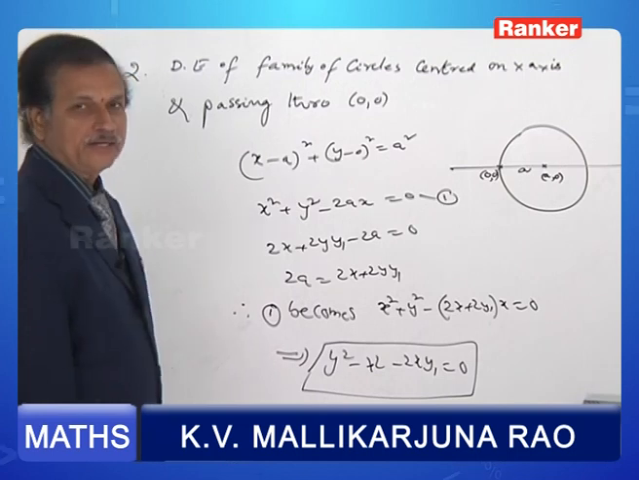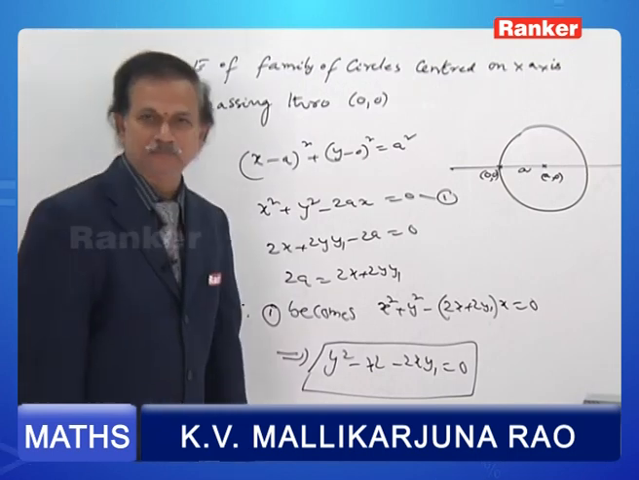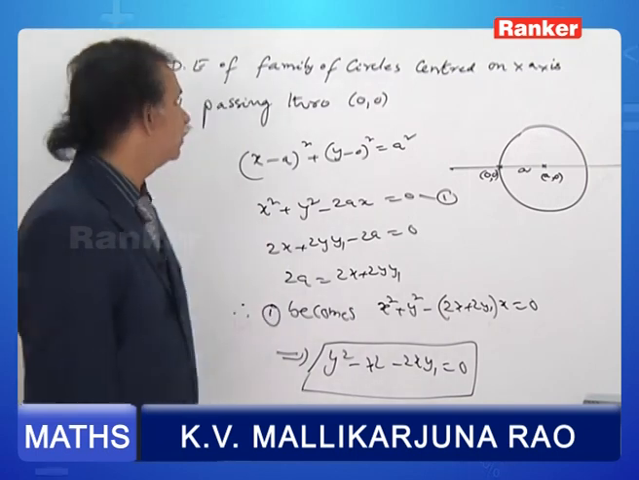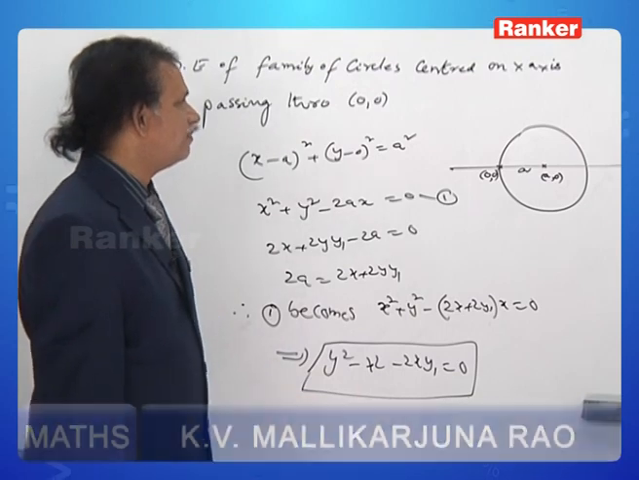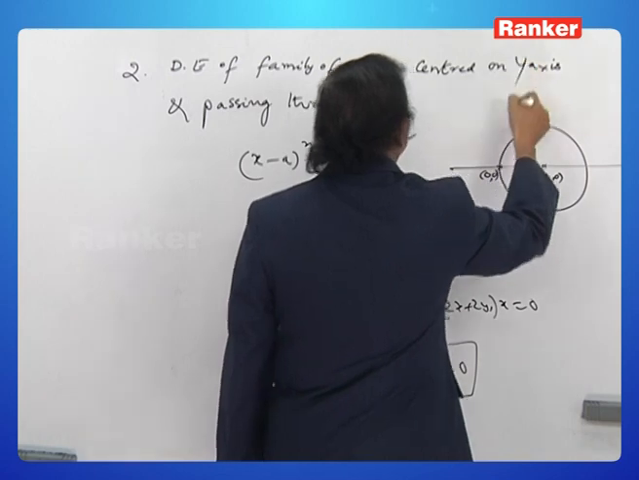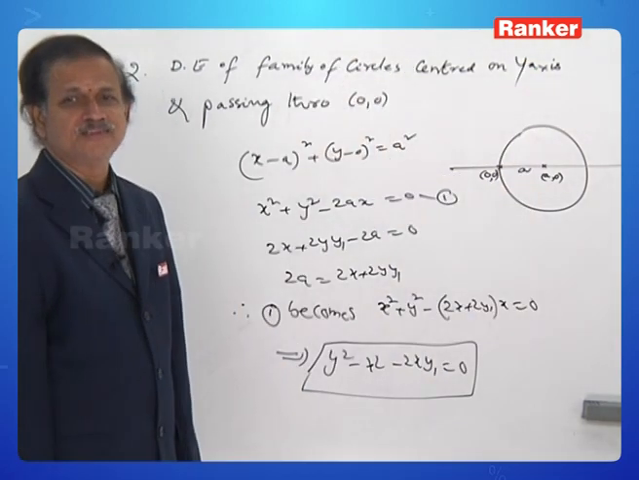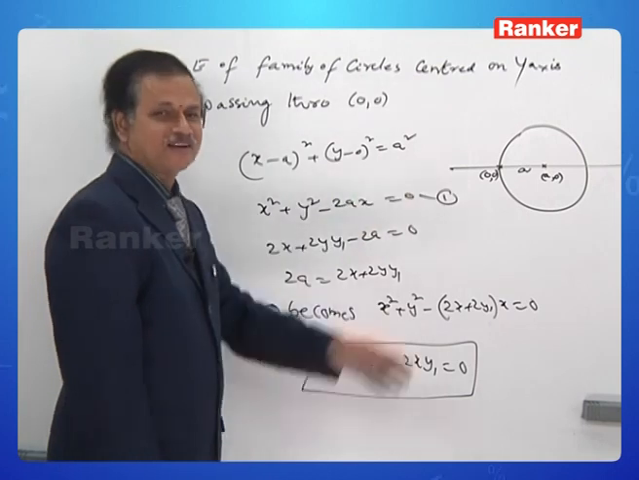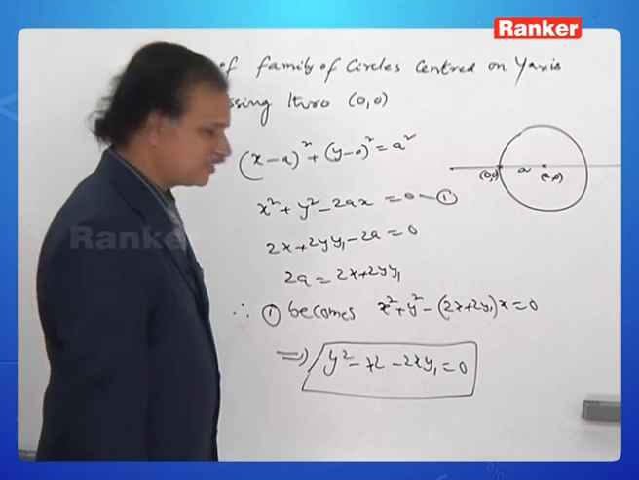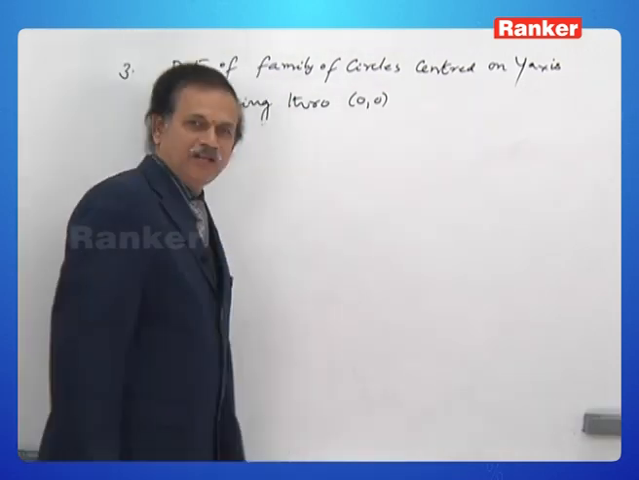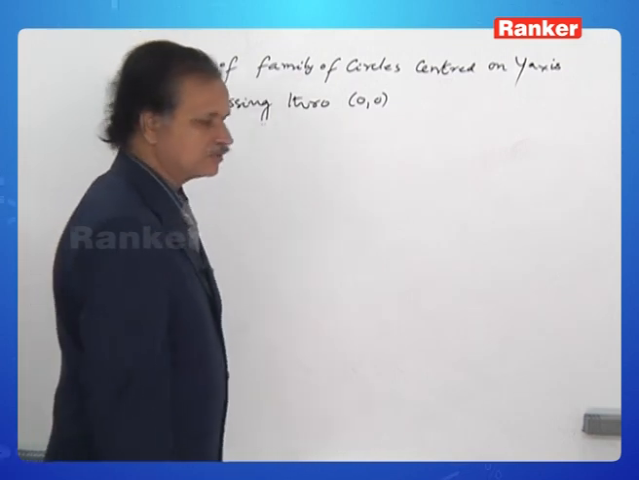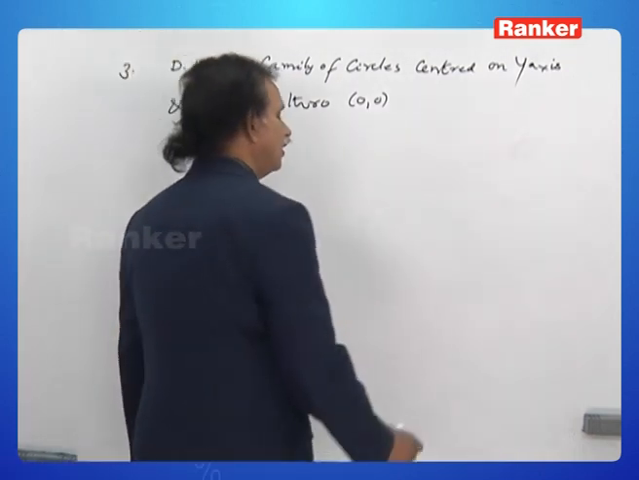Okay. In this problem, what happens if I change just one simple word? Differential equation of the family of circles centered on y-axis. Now I am asking you. That becomes another problem. The shape of the circle will be changed now. How can it change? Let us see. The third question we are dealing with: differential equation of the family of circles centered on y-axis. What shape does it take? Let us observe.